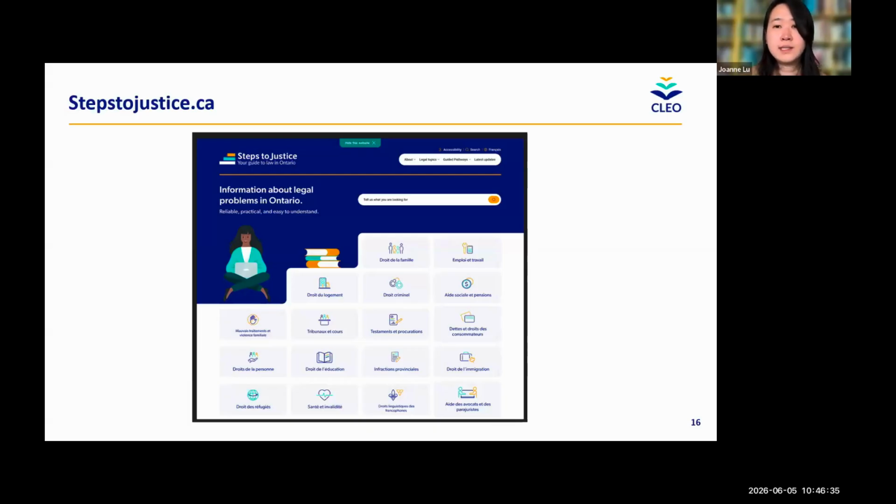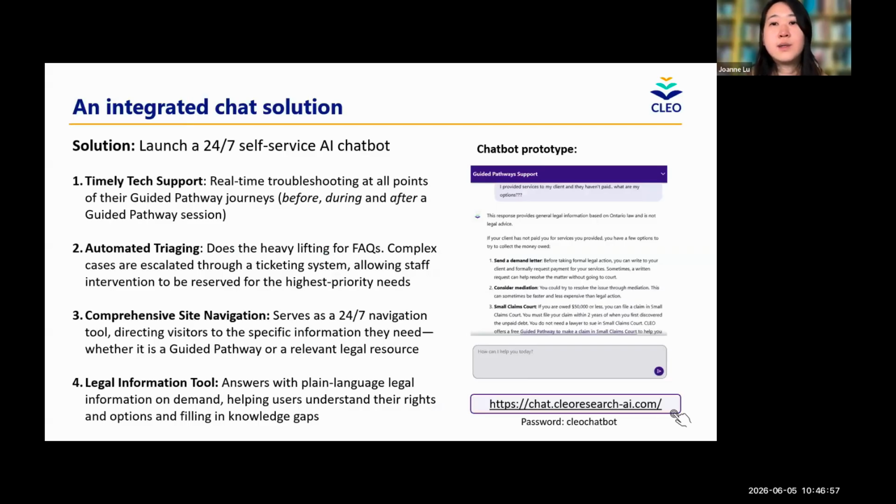We have around 1,600 or so question and answer modules, and all of these are compacted into very readable, accessible articles for users to understand. Our Steps to Justice website also links people to forms, checklists, tools, glossaries, and additional resources that help them access services across Ontario. So in terms of thinking of the opportunities that existed, we thought about integrating a 24/7 self-service AI chatbot to address all of these user needs.